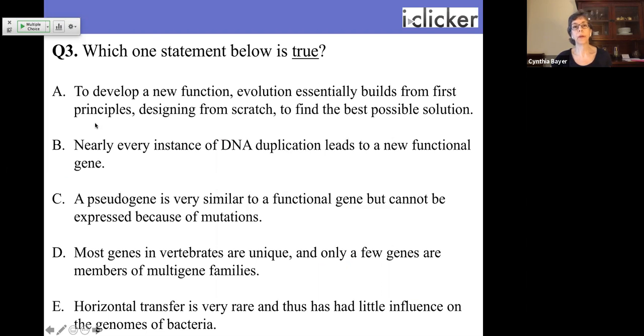The other ones are incorrect because evolution is not building from scratch, right? Nature is selecting for functions that are advantageous to an organism, and doesn't necessarily always come up with the best possible solution, right? So evolution is constantly changing, but not making completely new pathways. So A is not correct. B is not correct because not every instance of a DNA duplication leads to a new functional gene. Sometimes that duplication leads to a pseudogene.